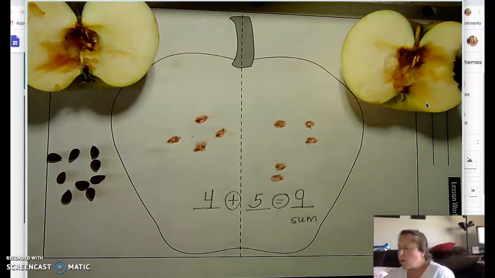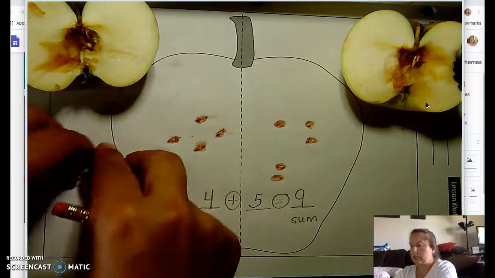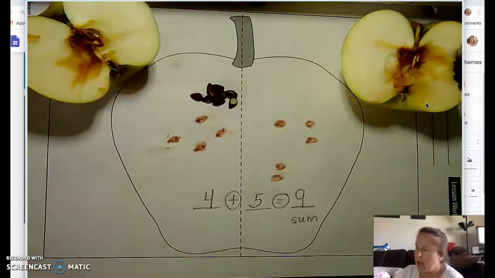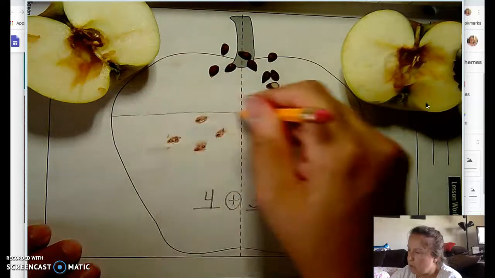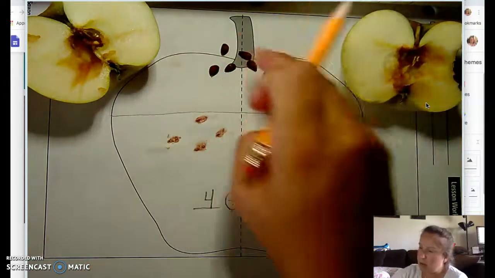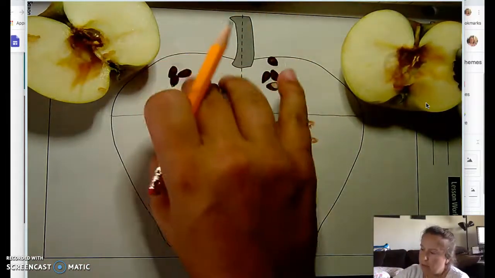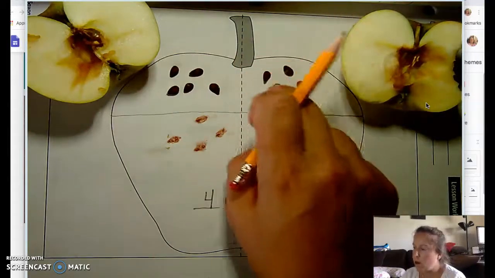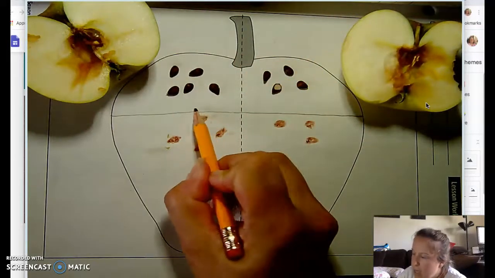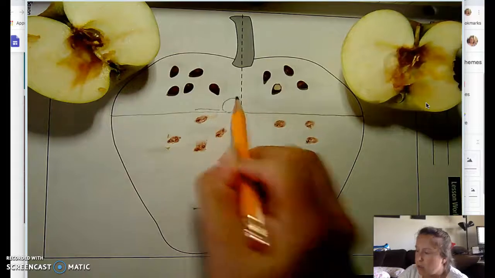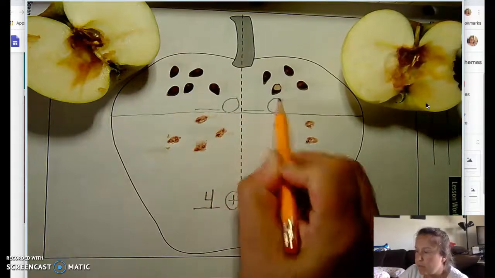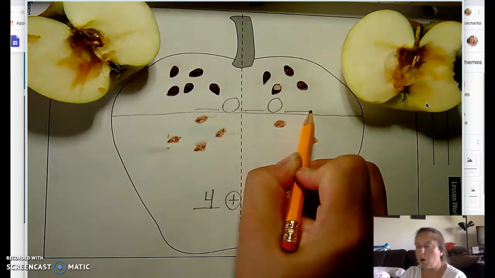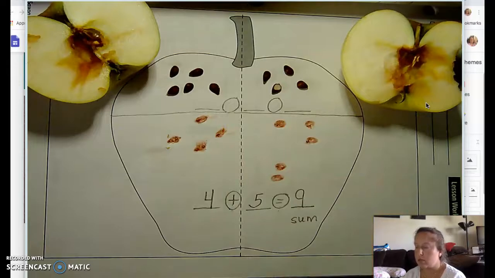Now, what would happen, guys, if I took the seeds and I switched them? So what I'm going to do is I'm actually going to draw a line in my apple, and I'm going to pretend like I've been able to switch these, and I'm going to put the 5 on the left and the 4 on the right. Make another number sentence for me. Okay, pause me now so that you can draw these things.